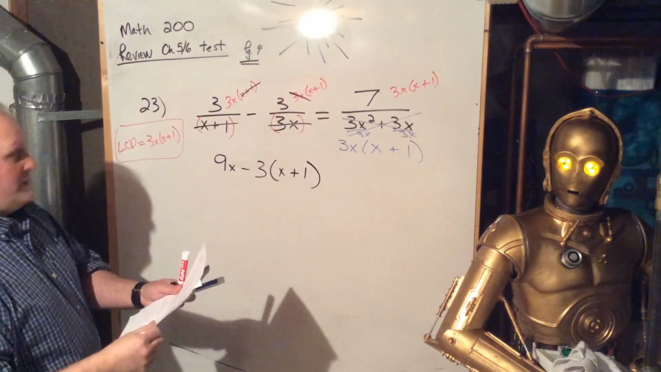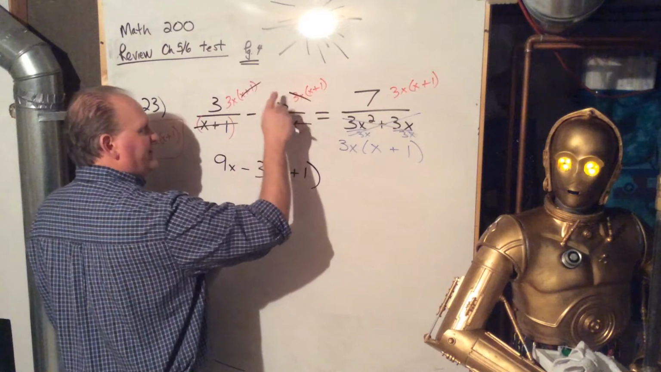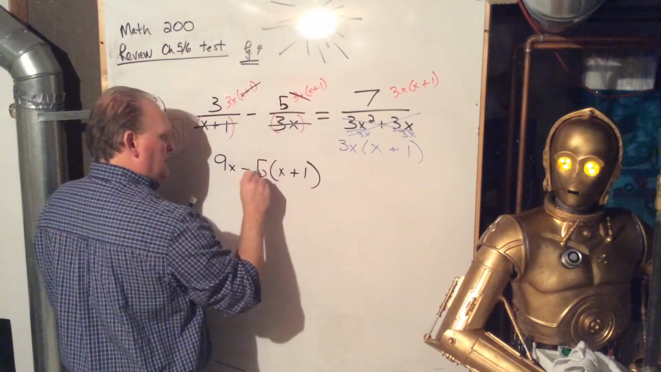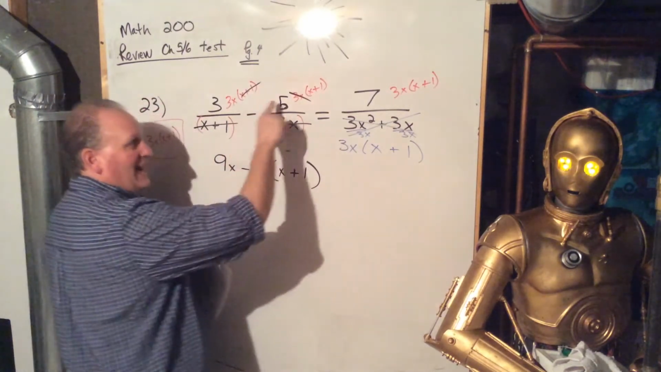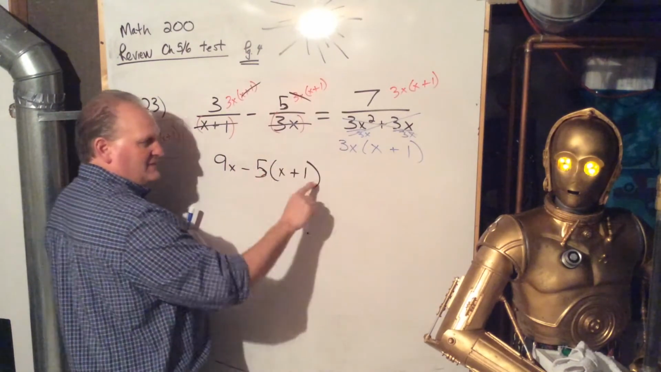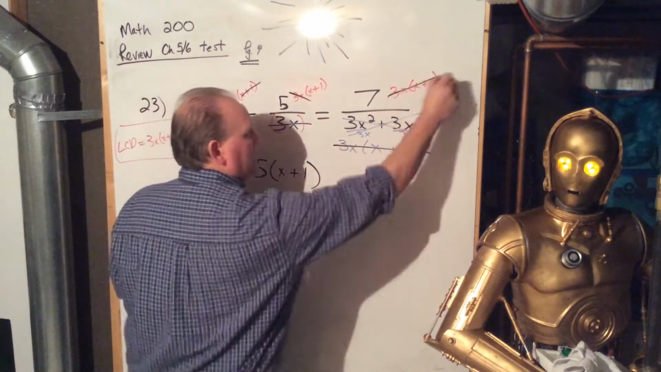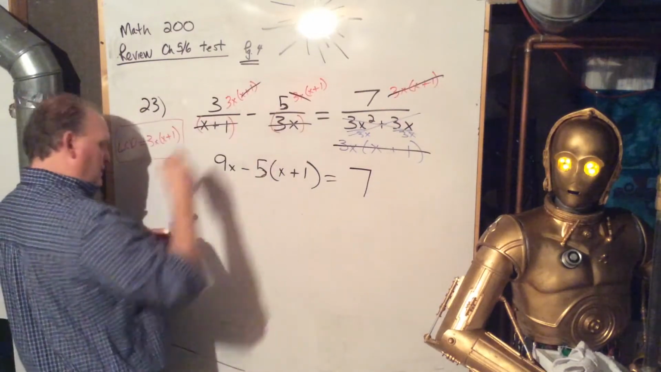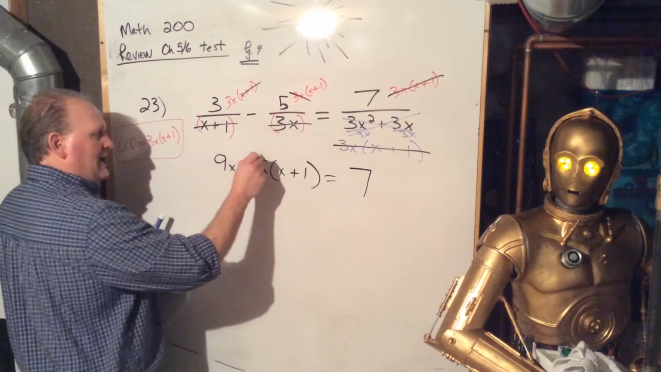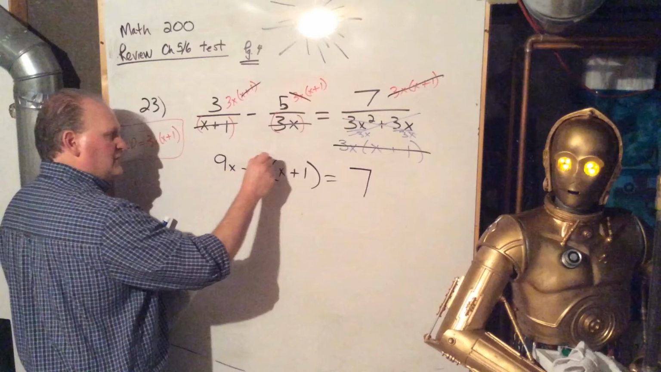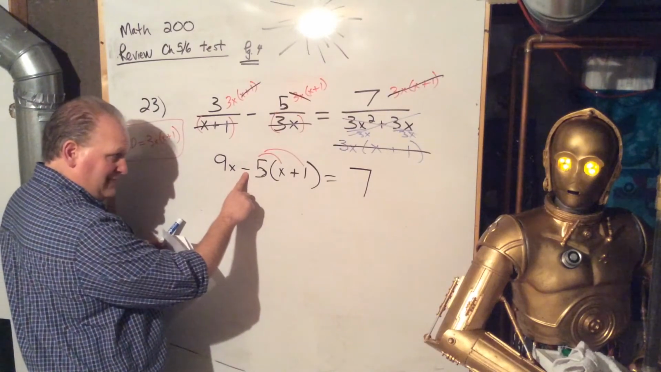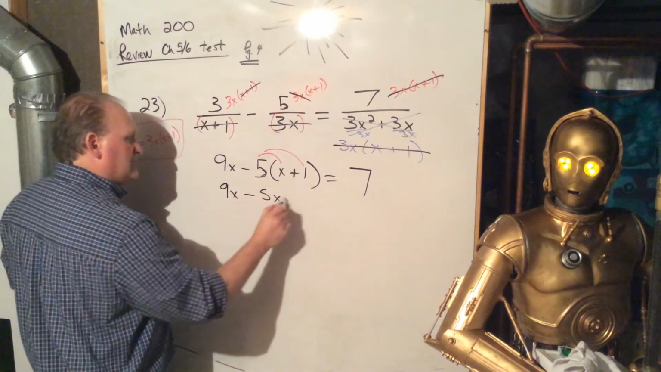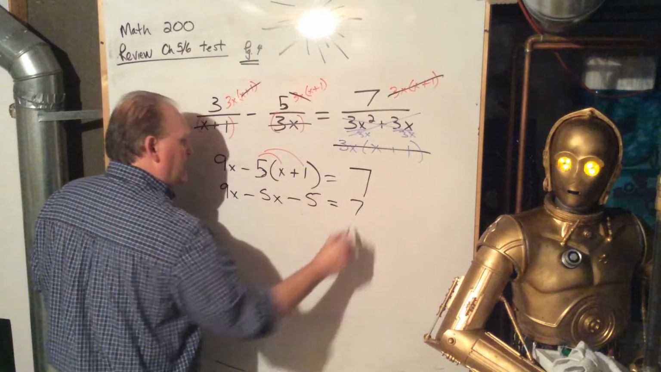Oh, wait. Well, first you have to be careful to write down the correct problem. That's a 5, not a 3. So it's 5 times x, negative 5 times x plus 1. And here, everything cancels, so that's just 1 times 7 is 7. Okay, so I take that 5 and do the distributive property, being careful to remember there's a negative on it. So now we have 9x minus 5x minus 5 is equal to 7.